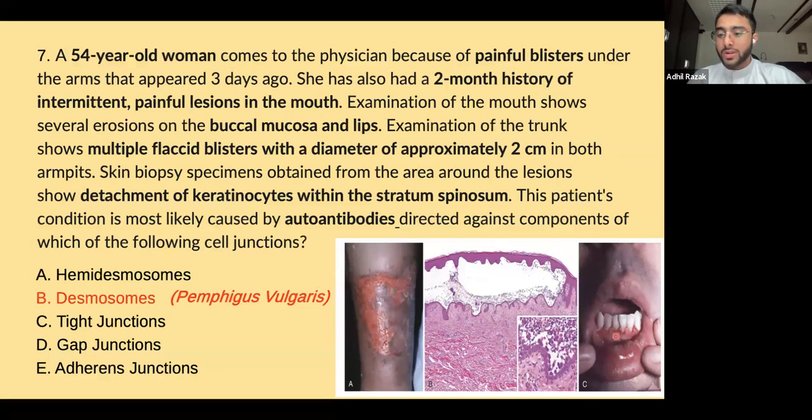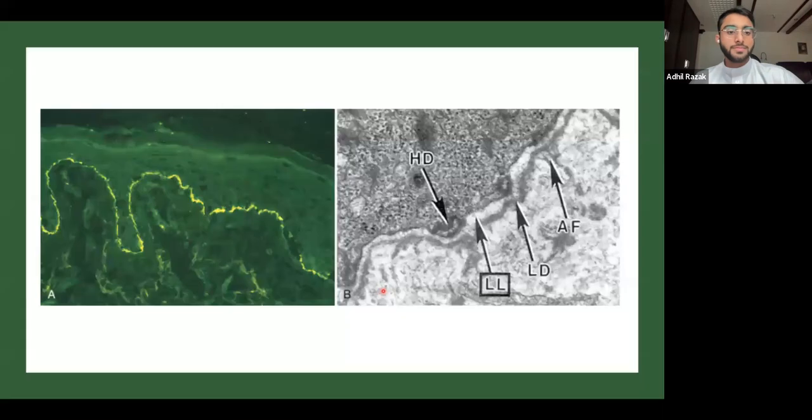Anyways, you can see the mucosa involvement. Right here, you see it's red and there is no blister because someone rubbed on it and the top layer got off. So it's an open blister now, increasing risk for infection in these patients. And as you can see, it's a 54-year-old woman. She's younger than 60, so another giveaway for pemphigus vulgaris.